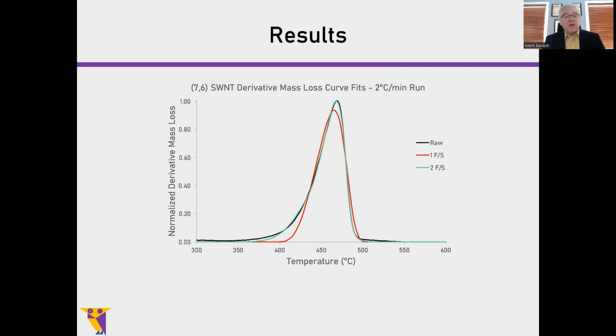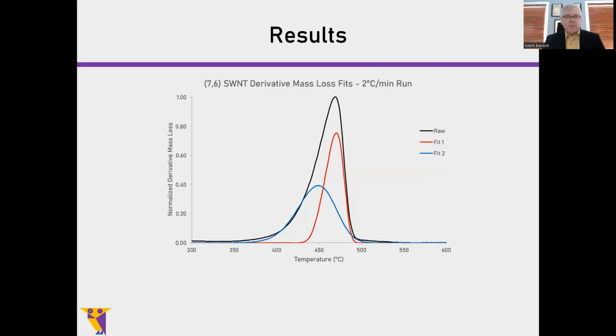So here's some results. We'll take a look at material 7,6 single wall tube, its derivative mass loss curve. If we take a look at this, we see that we can fit it to a single Fraser-Suzuki function or two Fraser-Suzuki functions. The one in red seems to be not as good of a fit as the one in green. So what is this telling us? How do we know what the heck's going on? This is supposed to be a single homogeneous material. That's what it says on the bottle. But statistically, this is what fits better. Two functions. There are two distinct carbon components in this, at least with respect to combustion.